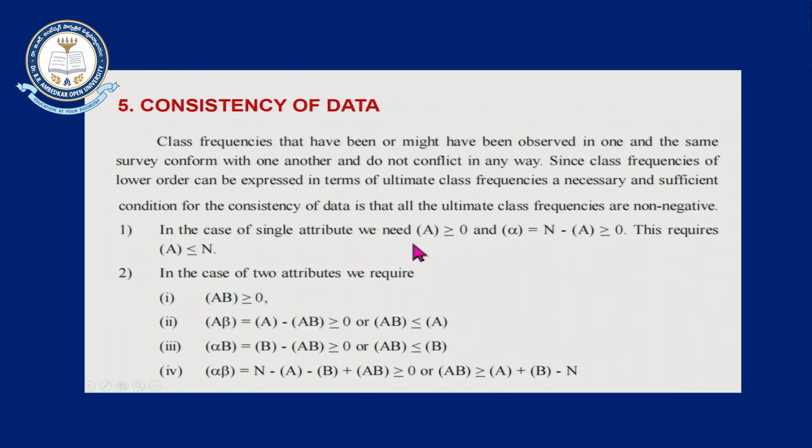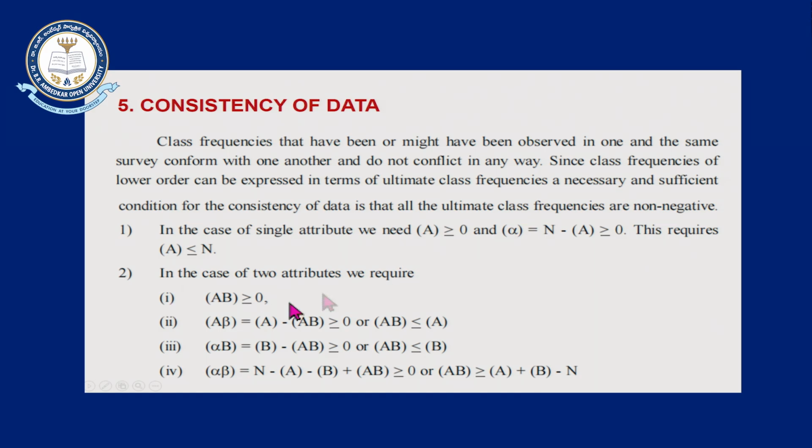What is that? Bracket A is greater than or equal to 0. One more condition for the consistency of the data is that all the ultimate class frequencies are non-negative. It means bracket A greater than or equal to 0, alpha, n minus A greater than or equal to 0, and bracket A is less than or equal to n. If this condition is satisfied, then the ultimate class frequencies are non-negative, we can say it is positive.